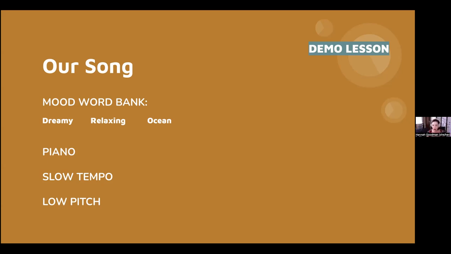Ooh, ocean drum I'm seeing in the chat. I love that. Excellent job. So we really met this guideline, this framework that we created for our song.